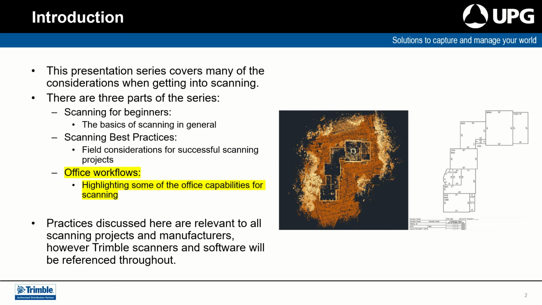This series has covered scanning from the beginning through to the end, and if you've missed our first two parts, I recommend going back and looking at them. The first part being Scanning for Beginners, covering the basics of scanning, looking at terminology and some of the different registration techniques that can be used for fitting scan data together. The second presentation being Scanning Best Practices, looking at field considerations for successful scanning projects in the office, and that would help the data workflow into the office presentation, which we're going to look at now.